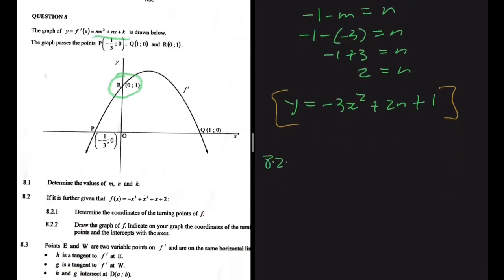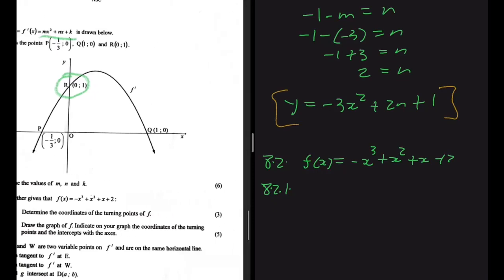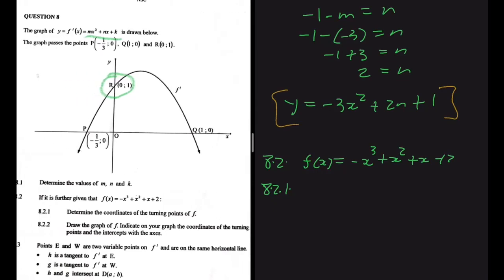8.2 is saying that it is further given that f of x, right? f of x is equals to minus x cubed plus x squared plus x plus 2. 8.2.1 says let's determine the coordinates of the turning points of f, right? And then let's look at the marker location. The marker location is 3, right?